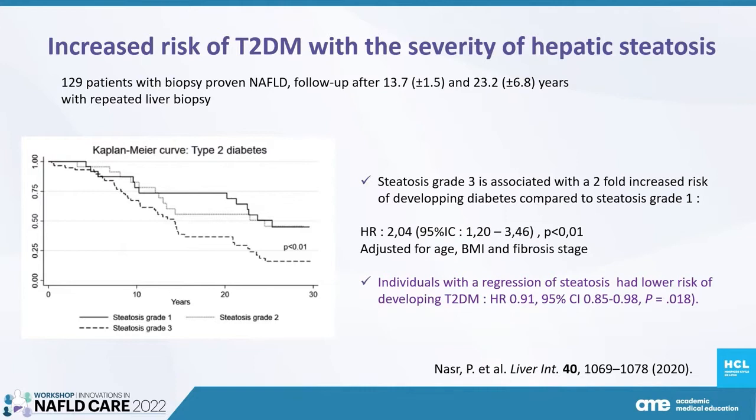But also, what is interesting in this study is that the few individuals that had a repeated liver biopsy and improved the stage of steatosis significantly reduced their risk of developing type 2 diabetes. So in a way, if you have a high quantity of liver fat, you have an increased risk of type 2 diabetes. If you're able to decrease this quantity of steatosis, then you will be able to decrease your risk of having type 2 diabetes.